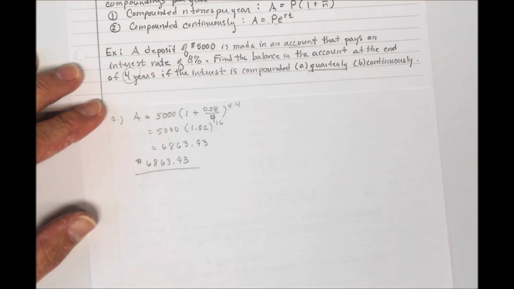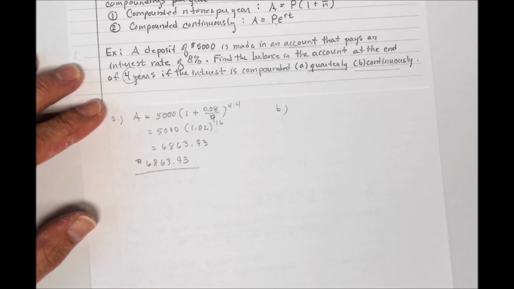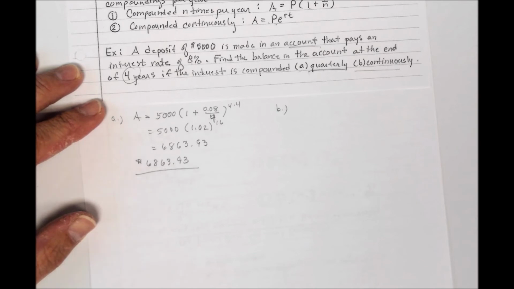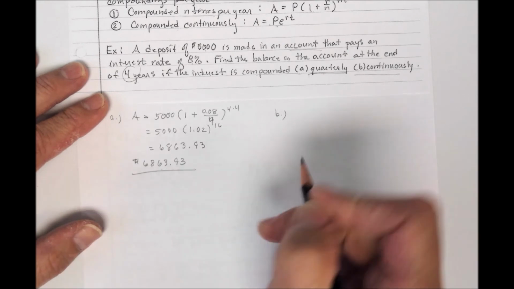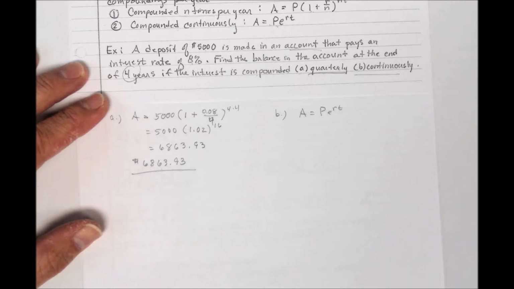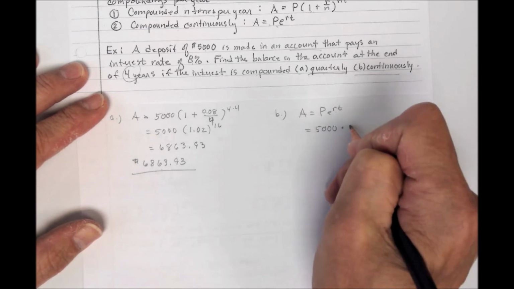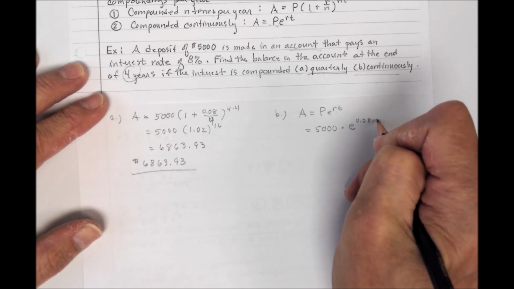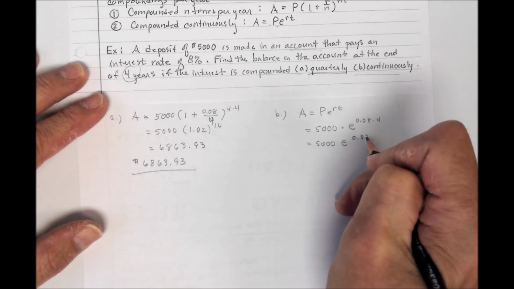Now, that's with it being compounded 4 times a year. If I go to part B here and compound it continuously, I would hope that you would know that it would be bigger than this. Now, since it's compounded continuously, you might think, well, it's going to be a lot bigger than this. It's not as much as you might guess, but it should be a larger value than here. So now I'm going to use this formula. I like to think of it as PERT, because it reminds me of the word pert. 5,000 times e to the rt, so that would be 0.08 times 4. So I have 5,000 e to the 0.32.